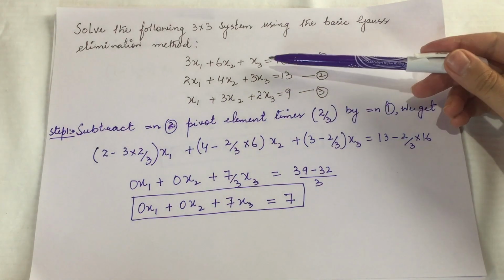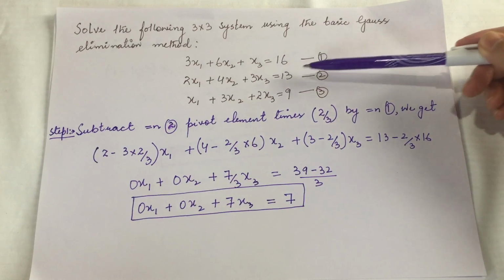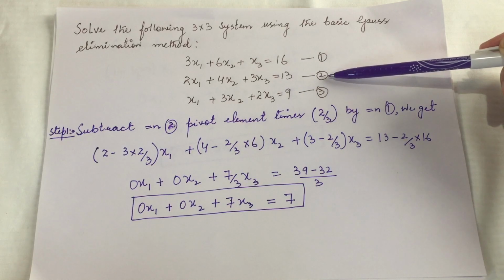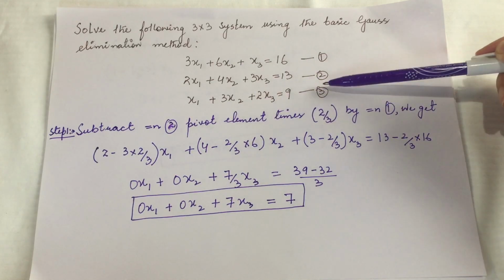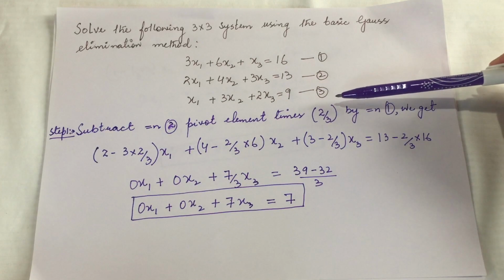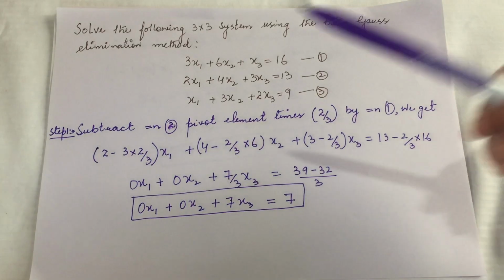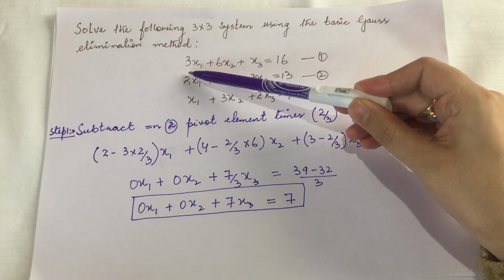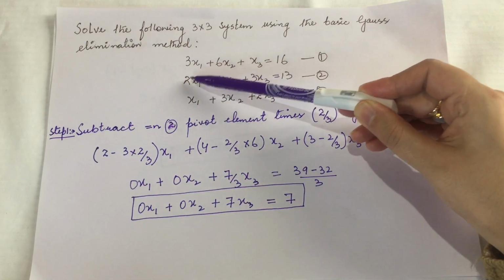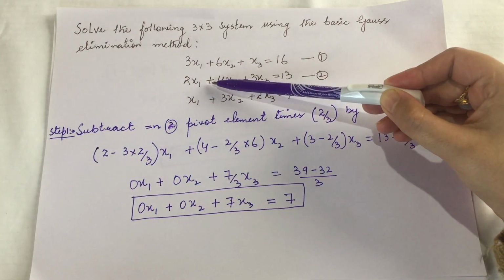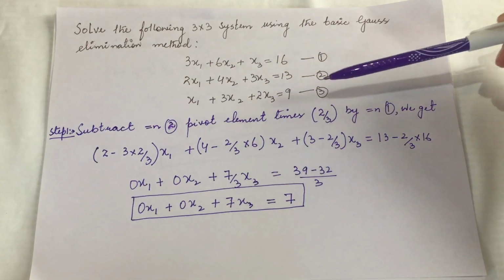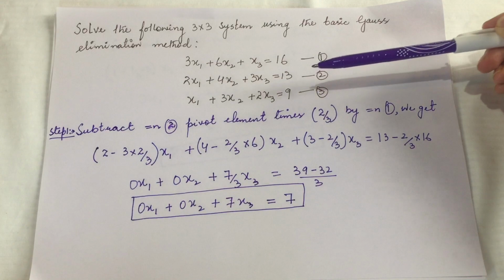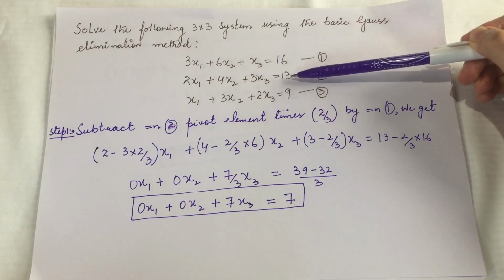As you see here, I have marked the first equation as equation number 1, the second equation as equation number 2, and the third equation as equation number 3. The first thing is that we have to do something so that we can subtract or eliminate this 2x1 from the second equation. So we will have to subtract from the second equation, pivot element times equation 1.